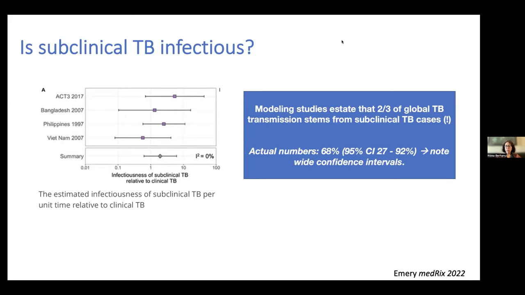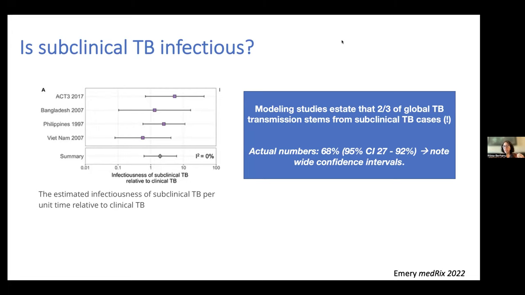And so overall, it looked like subclinical TB was as infectious. If you look at the summary, it sort of crosses one, but a little bit more. So it was equally infectious to clinical TB. It doesn't really seem that subclinical TB is less infectious. Then, using that data, they modeled and projected what proportion of overall TB transmission stems from subclinical TB. This is modeling data, and they estimate that two thirds of transmission stems from subclinical TB.